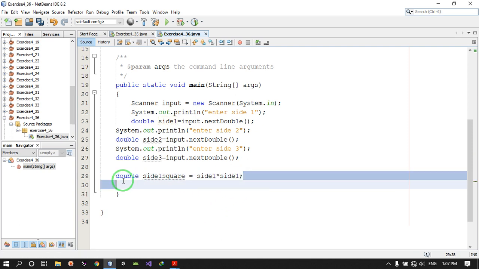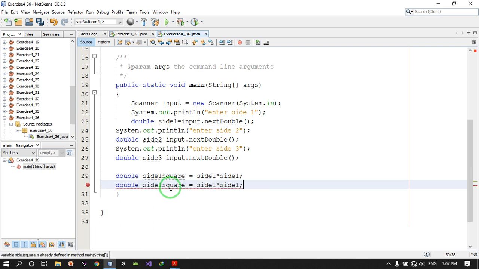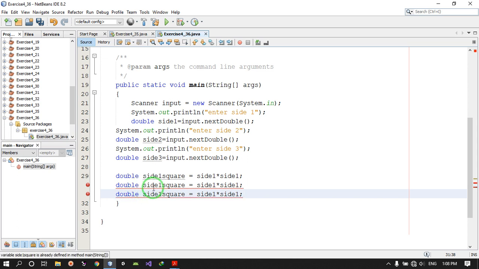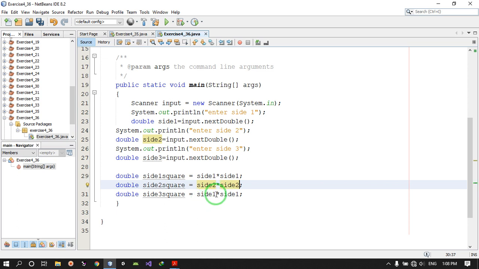Now let's do it for all of them. Copy and paste it twice: double square of side 2, square of side 3. This is 2 times 2, 3 times 3. Now we have the squares.